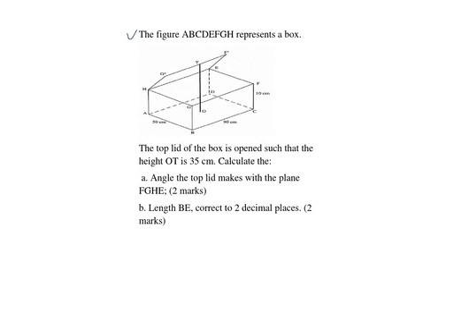Question number 11. The figure ABCDEFGH below represents a box. The top lid of the box is opened such that the height OT is 35 centimeters. Calculate part A: the angle the top lid makes with the plane FGHE.